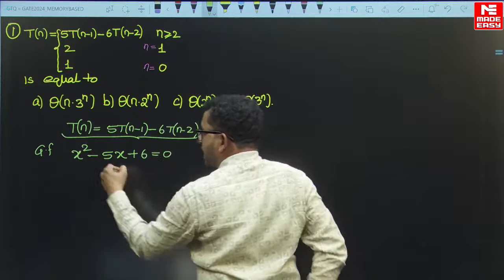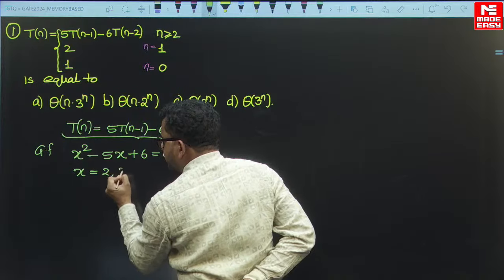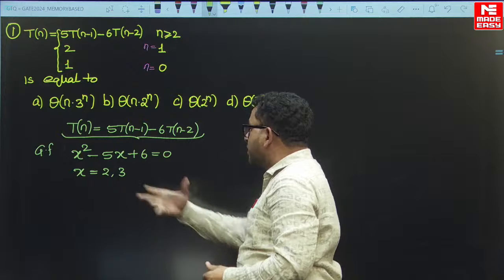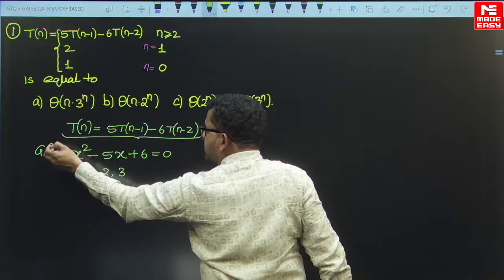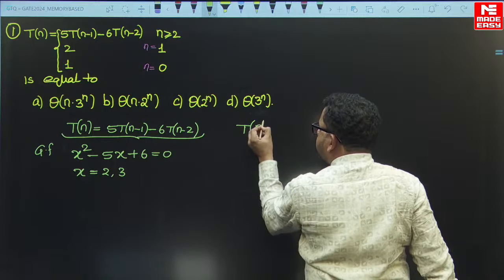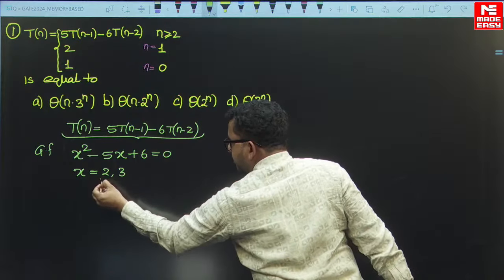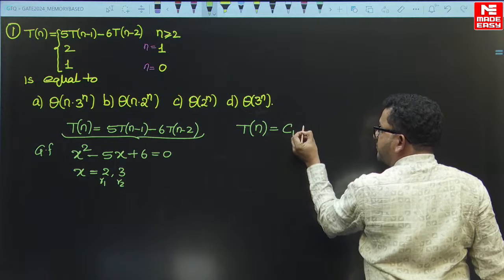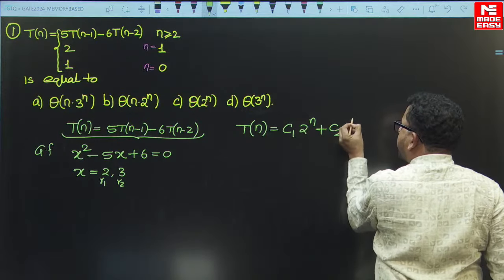Find the roots of this expression: 2 and 3. So x minus 3 multiplied with x minus 2 equals this expression, so the roots are 2 and 3. For this generating function the roots are 2 and 3, which are different, so the solution T of n is a constant multiplied with the first root power n plus a constant multiplied with the second root power n.